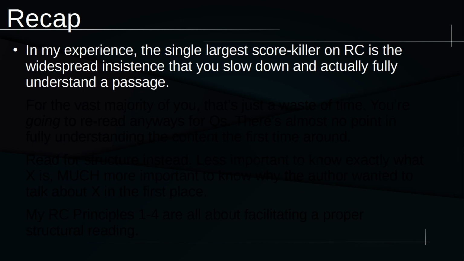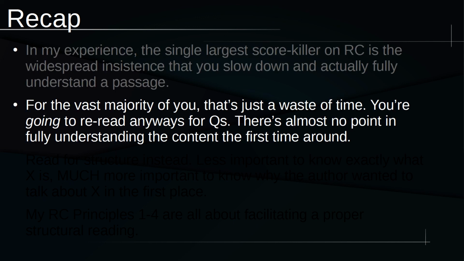So now to recap the lesson and the principles here. In my experience, the single largest score killer on RC is the widespread insistence that you guys have, that you slow down and actually fully understand a passage. That is why the score curve looks the way it does. That's why people are not minus zeroing this thing. That's just no two ways about it. And the reason for that is that for the vast majority of you, that's just a waste of time.